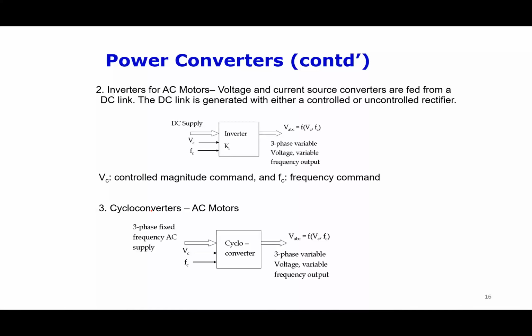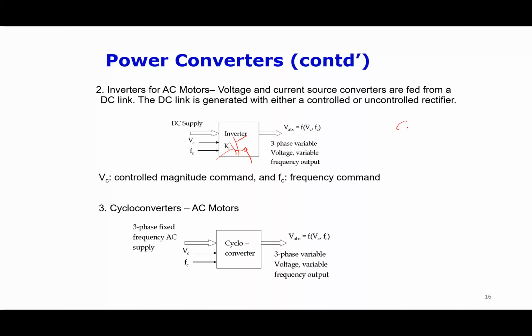Or we can use the inverters for AC motors. So if it is an AC motor, we use an inverter using, say, IGBTs or MOSFETs or anything depending on the power. So DC is converted to AC of variable frequency and variable voltage. So how do you convert DC to variable frequency, variable voltage?